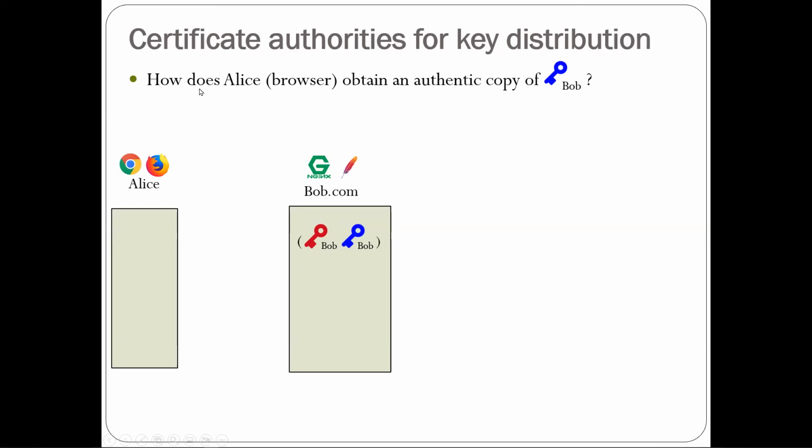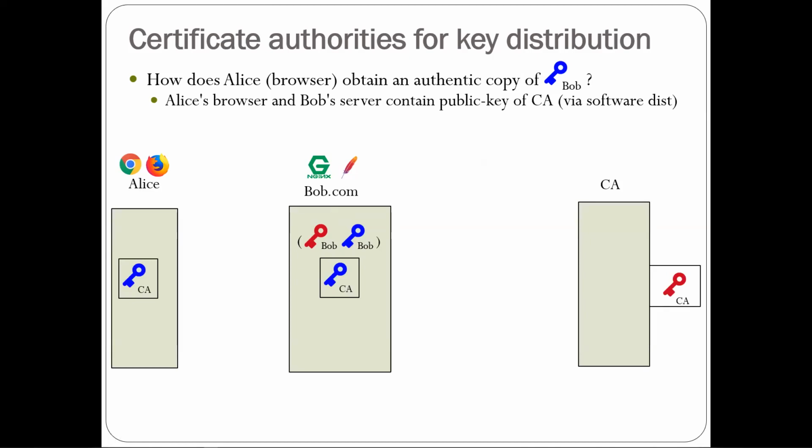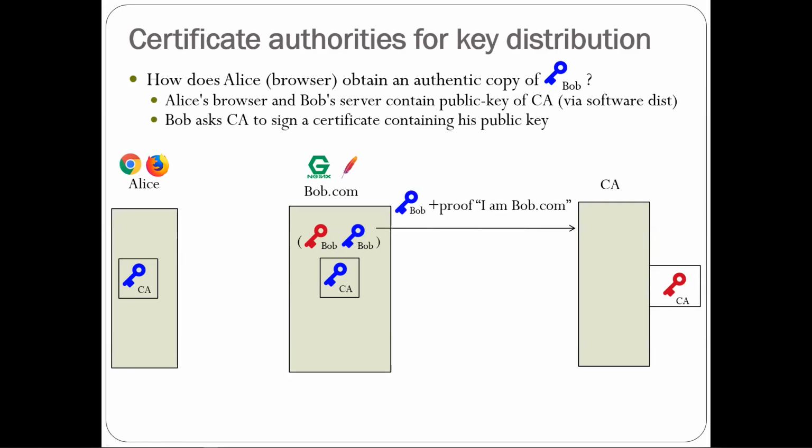And so the goal is getting Alice to obtain an authentic copy of this public key, where she can trust that this thing is legitimate. And so what happens is, the first thing is we have distributed the CA's public key to all the browsers and all of the servers serving websites. So this is public knowledge. And then the CA's private key is kept secret.